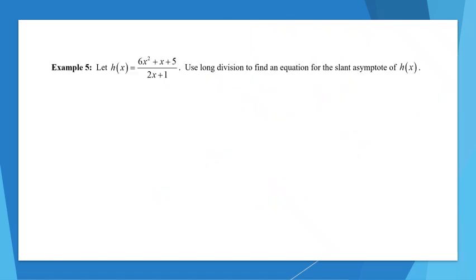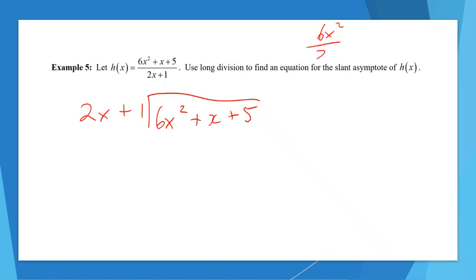All right. Let's try example 5. Pause the video now. Try it on your own because I'm about to go over the answer. So here we want to do long division again. So 6x squared plus x plus 5 all over 2x plus 1. How many times can 2x go into 6x squared? This is going to be 3x.